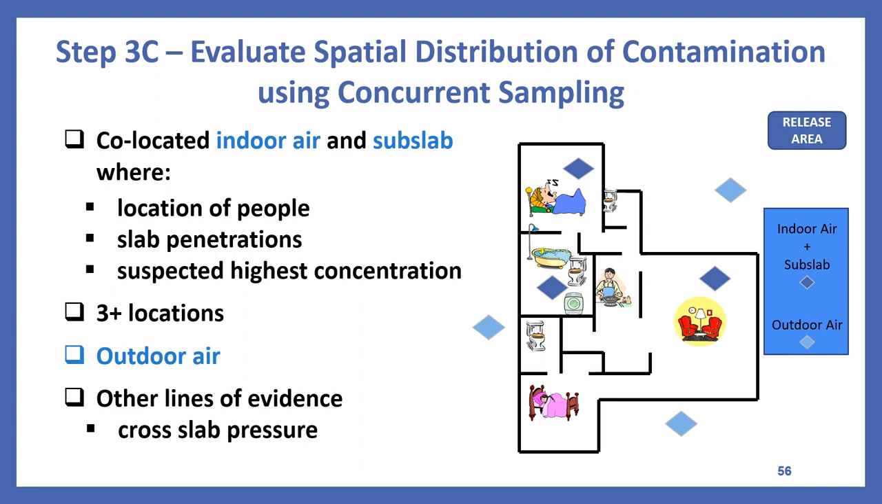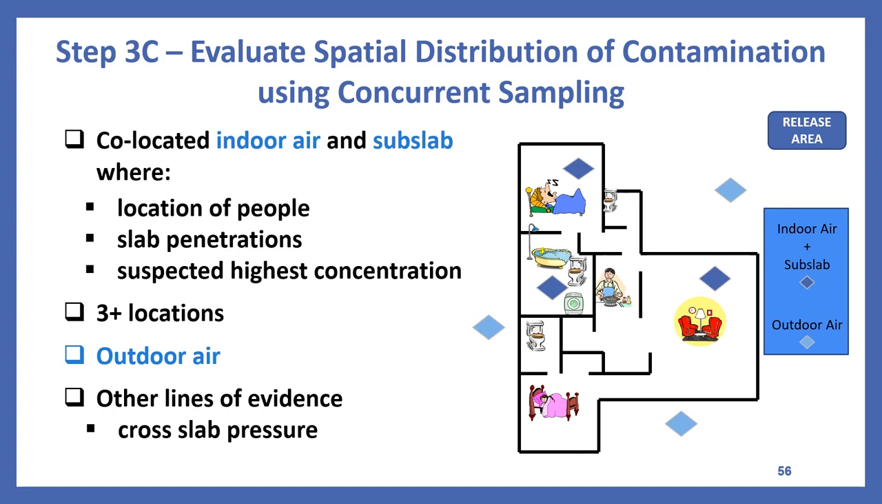Then there are additional lines of evidence, which can be your differential pressure measurements, exterior soil gas sampling, vapor conduit sampling, vapor entry point air sampling, whatever additional information that can help support this vapor intrusion evaluation.